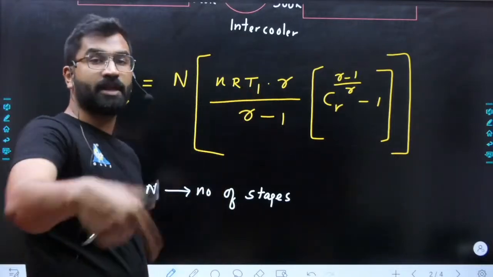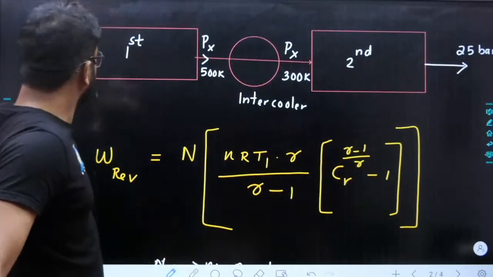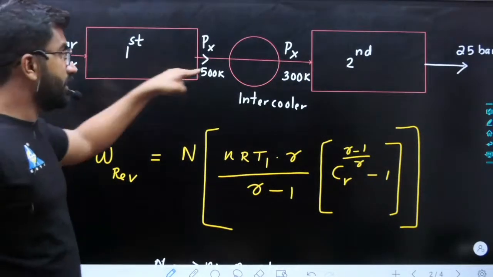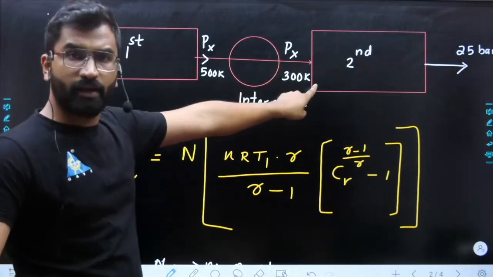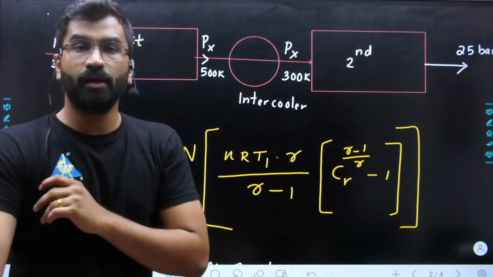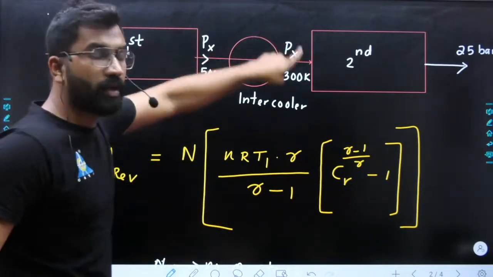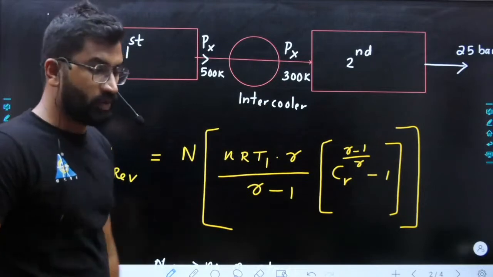T1 is initial temperature. क्योंकि हर स्टेज के लिए टेम्परेचर सेम होगा ना. 300 था इनिशियल टेम्परेचर. सेकेंड स्टेज के लिए टेम्परेचर क्या है? 300, क्योंकि हमने कूल किया है बीच में. सो जितने भी स्टेजेस होंगे, हर स्टेज के लिए टेम्परेचर सेम ही होगा, बिकॉज हम बीच में इंटरकूलर लगा रहे हैं, है ना. We are using intercooler.